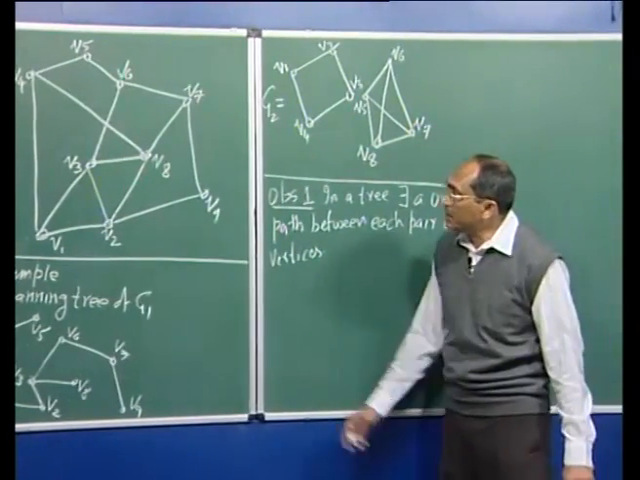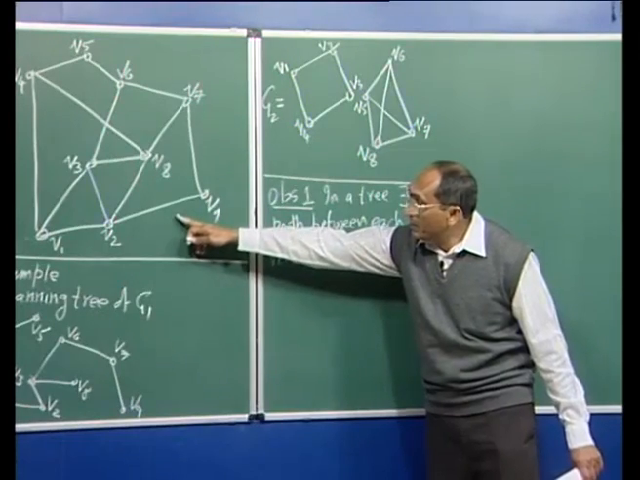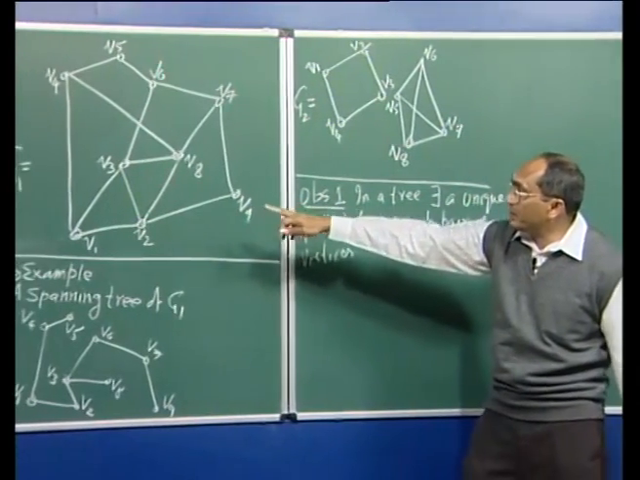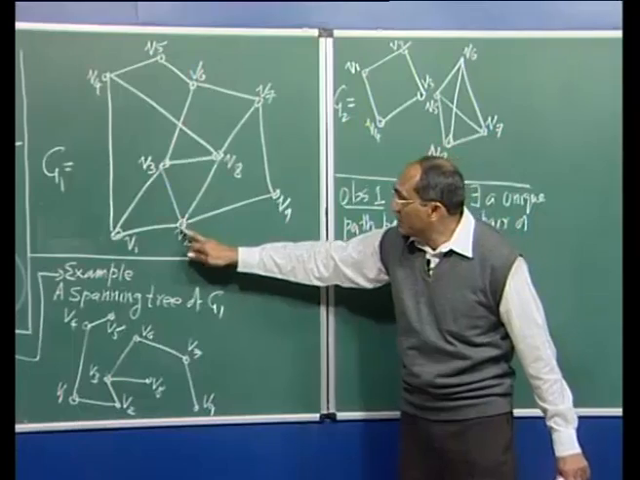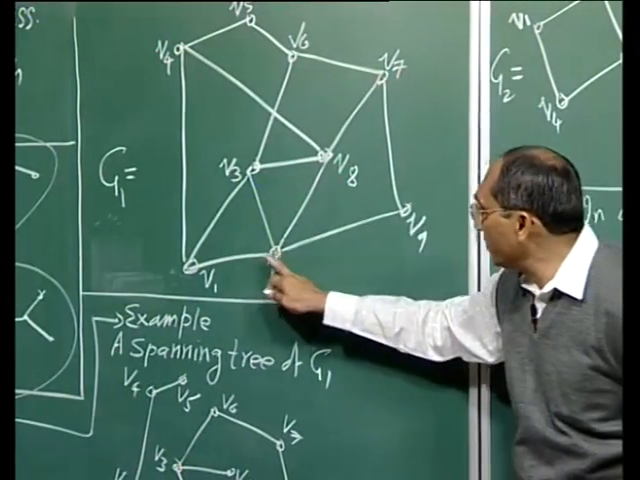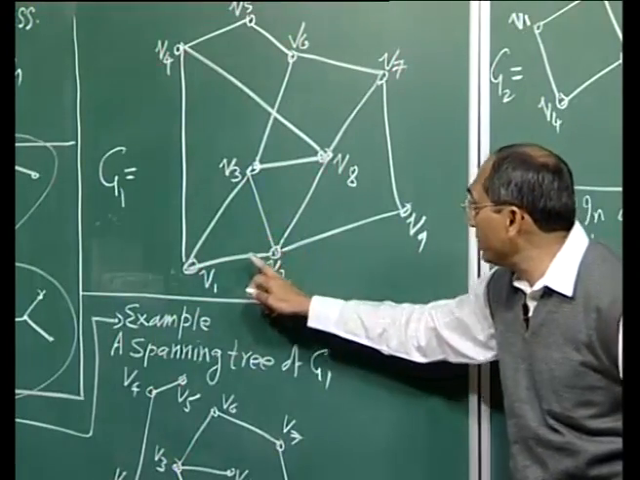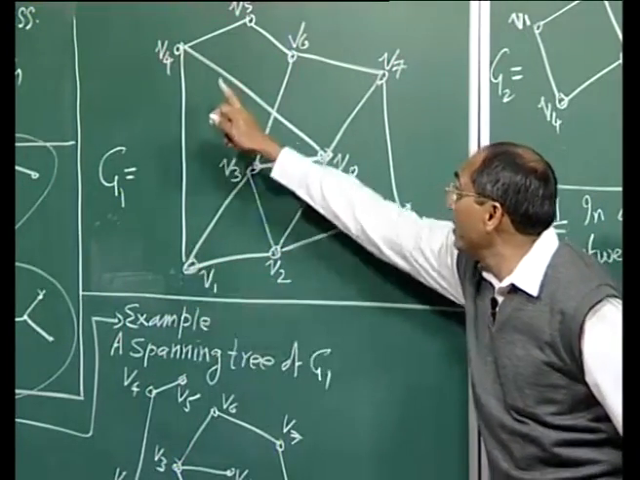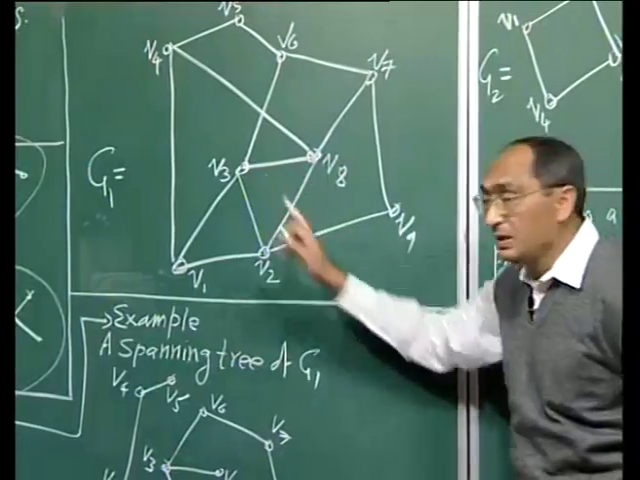That is not true in general graphs. For example, between V2 and V3 there are several paths, one of them being just V2, V3, another is V2, V8, V3, a third one V2, V1, V3, a fourth being V2, V1, V4, V8, V3 and so on.